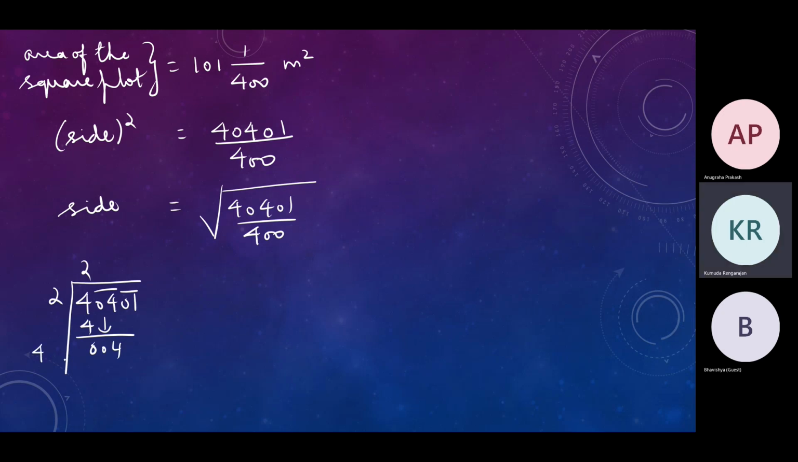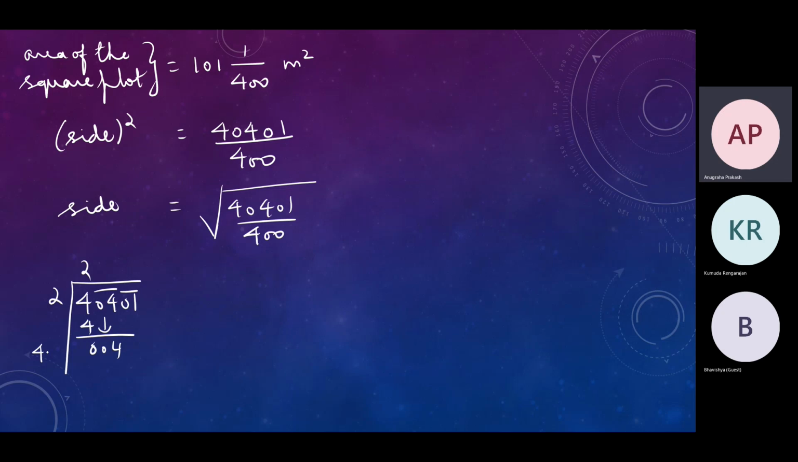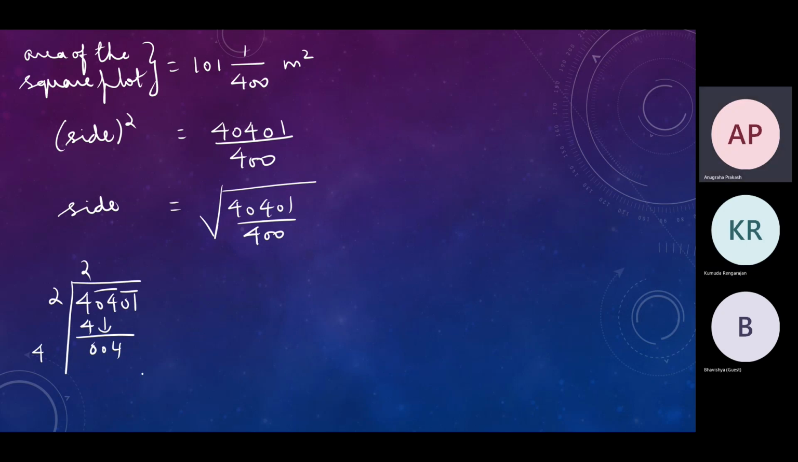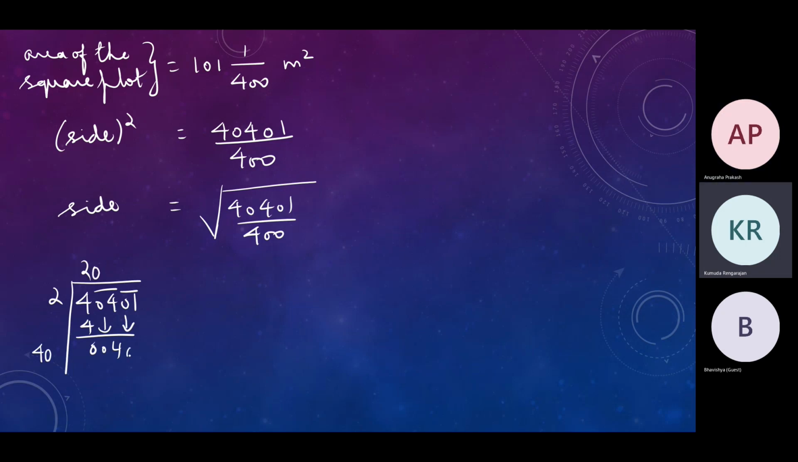So what should I place here? How do I continue after this? Ma'am, we have to add a 1, ma'am. 1 will become 41 into 141. And add a 0 here, add a 0 here, and bring the next pair down.